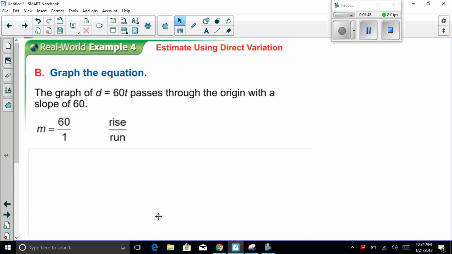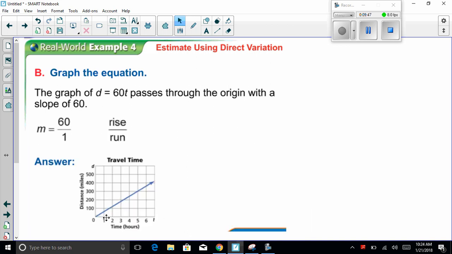So when you go ahead and graph it, you're going to put your first point at 0, 0, and then you are going to go up 60, which I know in this graph you kind of have to estimate, and then go over 1. So it'd be right here, you draw a line right past it, and now you can find how far you would drive in any number of hours, because again, it's a constant rate.